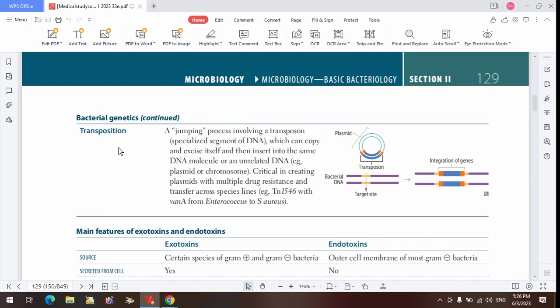Exactly. So transposition is just that whenever you have an organism containing transposons, or jumping genes, it means that it can move that gene, and most of those jumping genes can code for anything, but most commonly they code for genes that allow for drug resistance.